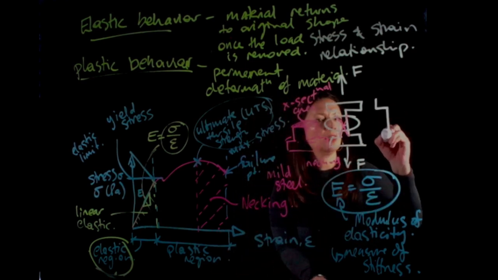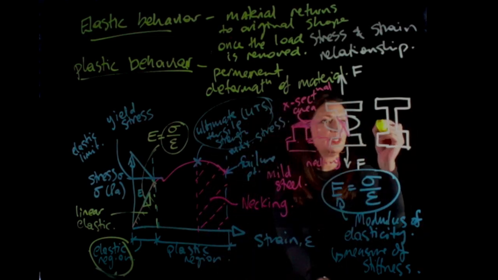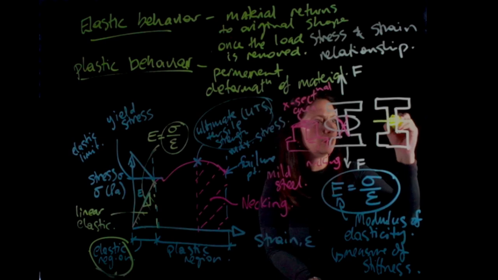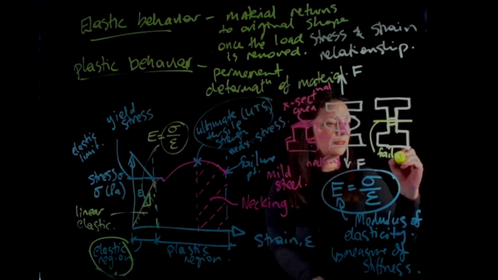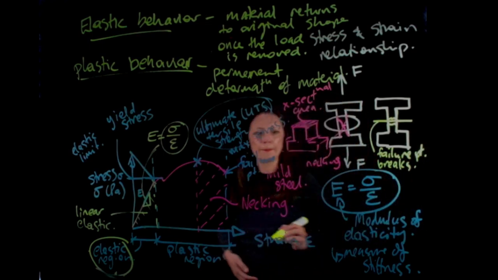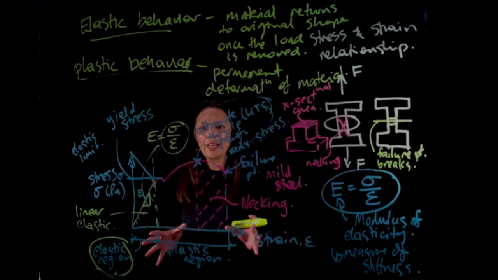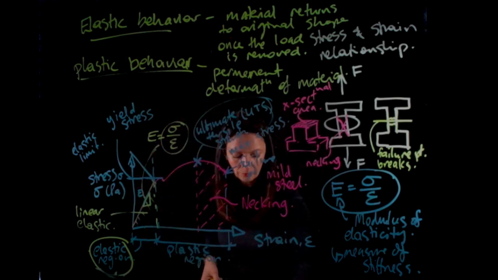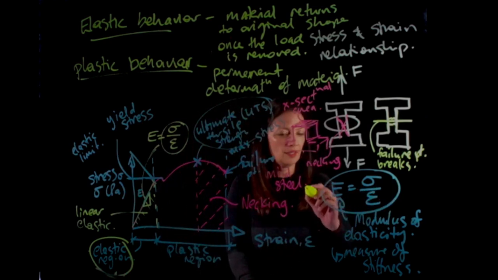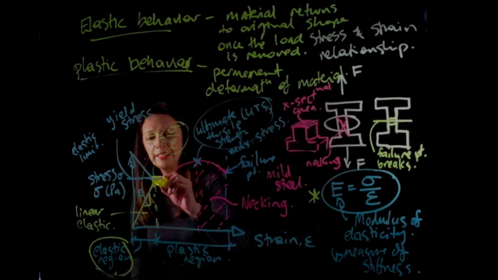Failure is going to be where this breaks. And that's my failure point. That's where it breaks. So these are the characteristics of a stress-strain curve. So we always need to remember that Young's modulus occurs in our linear elastic region.